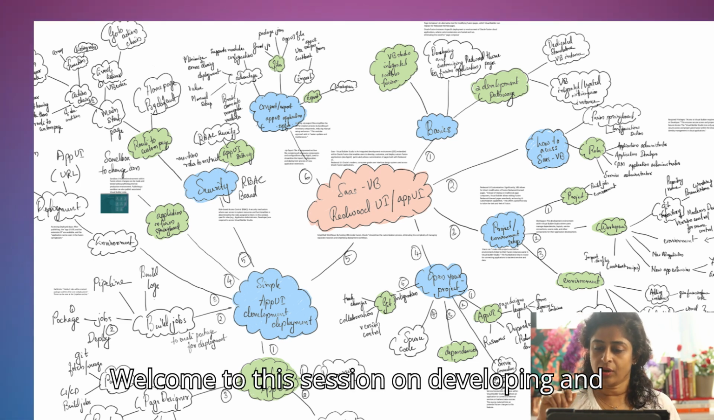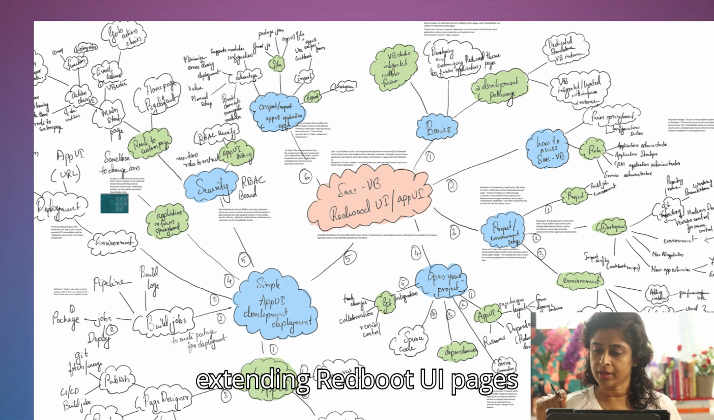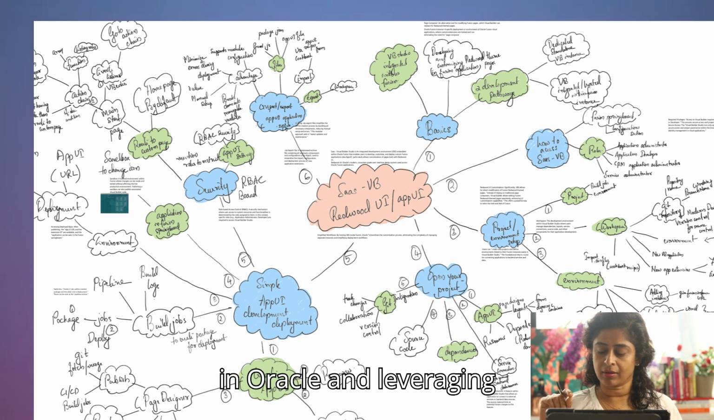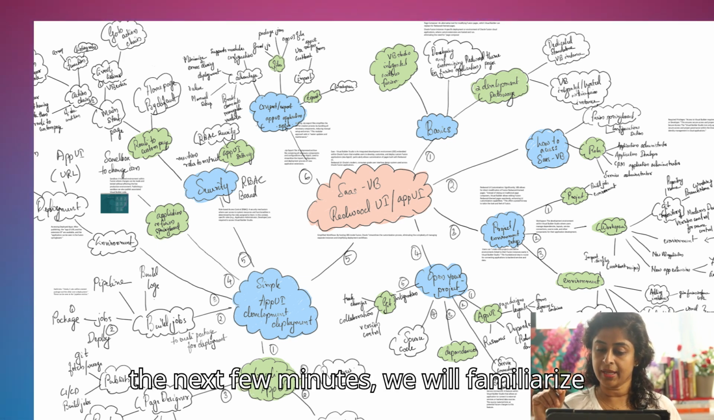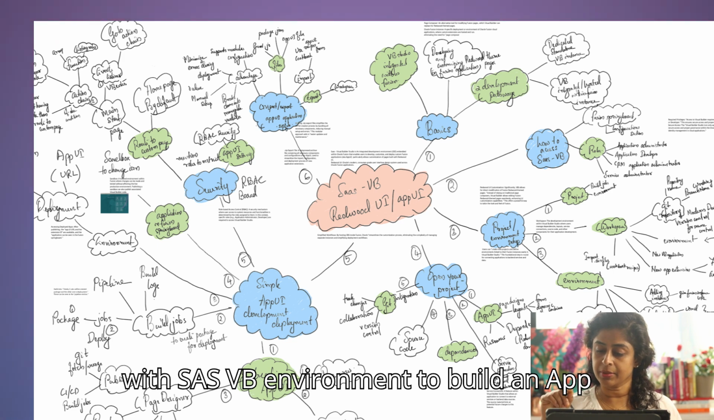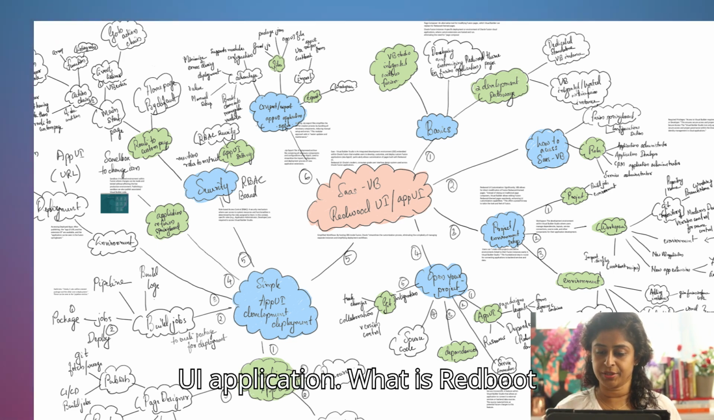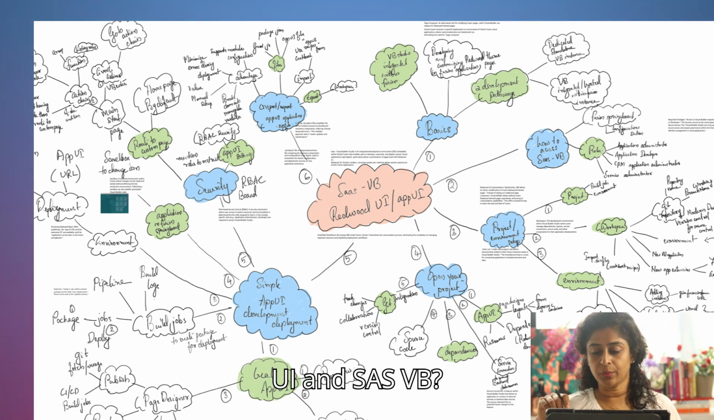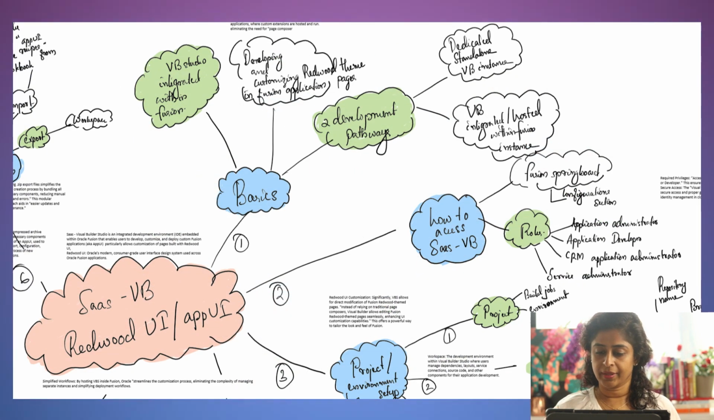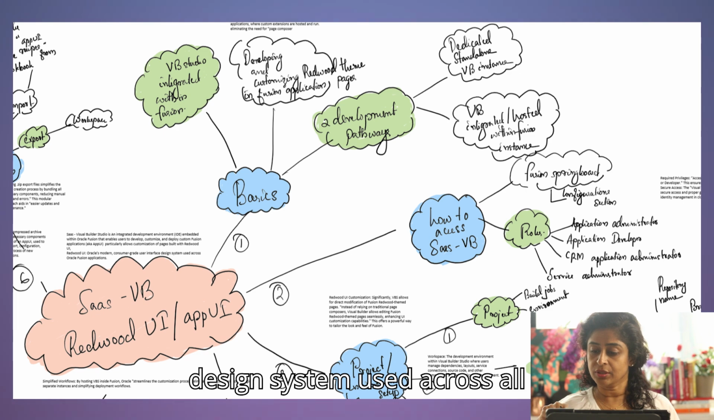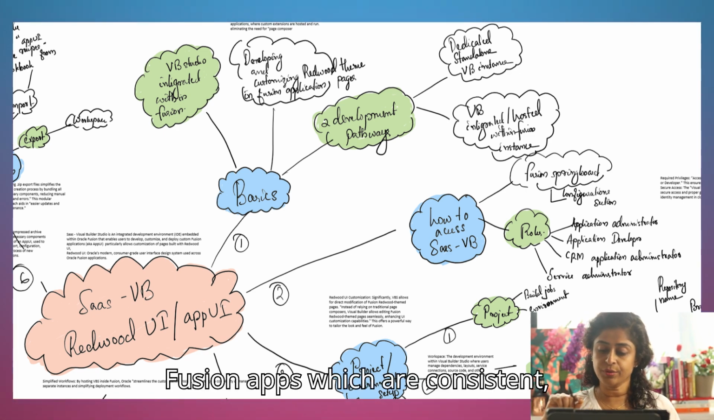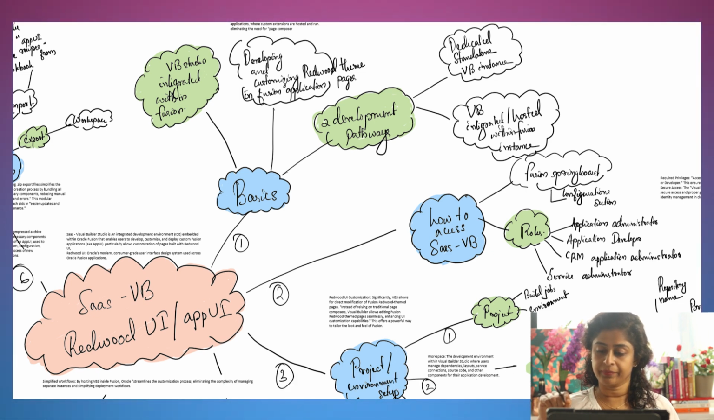Welcome to this session on developing and extending Redwood UI pages in Oracle and leveraging SaaS Visual Builder Studio for this. In the next few minutes, we will familiarize ourselves with the SaaS VB environment to build an app UI application. What is Redwood UI and SaaS VB? Redwood UI is Oracle's consumer-grade design system used across all Fusion apps, which is consistent, accessible, and mobile-ready.